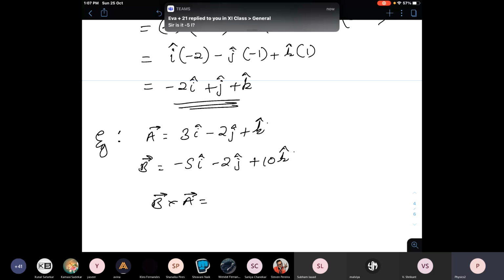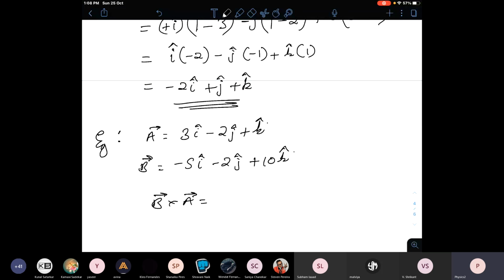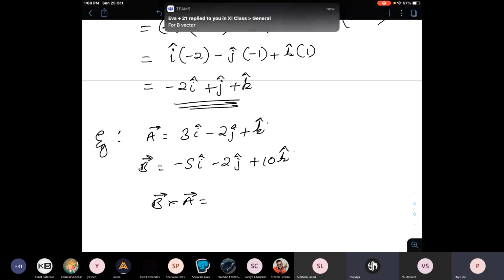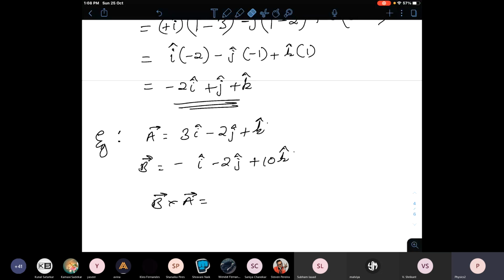It is a vector quantity. I need it in i cap, j cap, and k cap. What is 8? What is minus 5? So no, it's looking like S. Sorry for that. I was thinking you were talking about the answer. It is minus 5, minus 2, and plus 10.